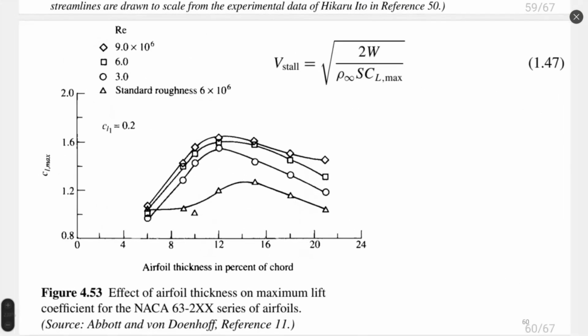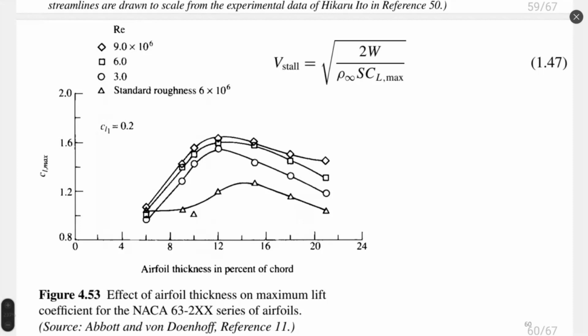Here on this picture is the effect of airfoil thickness on maximum lift coefficient. This is typical for some specific airfoil, 63-200 series airfoils, for different Reynolds number or different flight velocities, let's say, if we assume air. And we see that for many flight velocities, there is an optimal value of maximum lift coefficient.